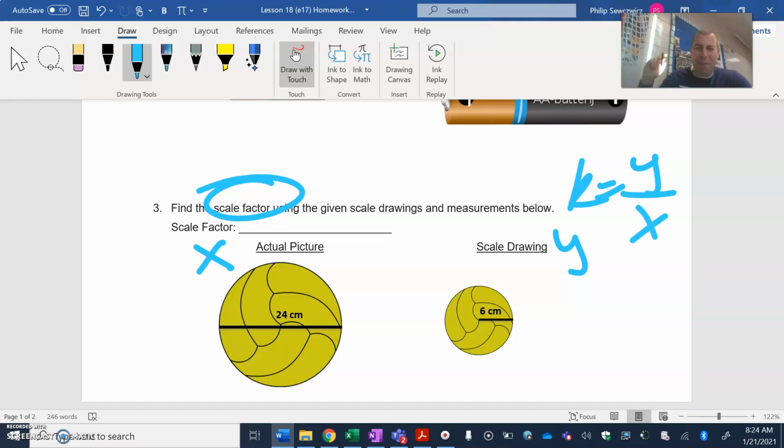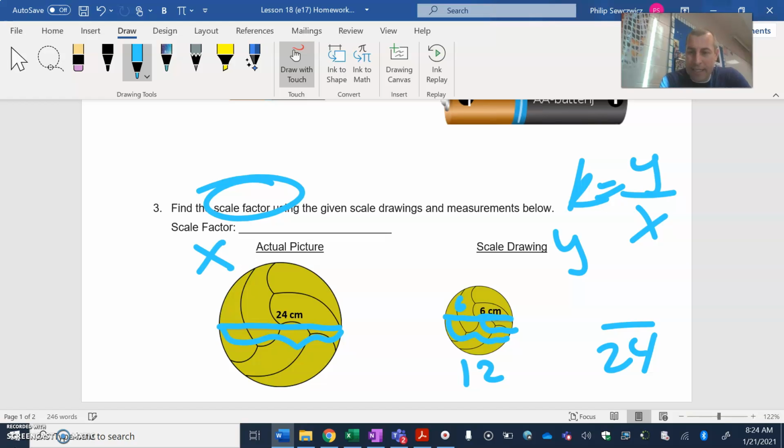Now we've got to be a little bit careful with the picture because they're not the exact same. Here in the actual picture, we've got it going all the way across, whereas in this picture, we're only going partially. So if we're talking about a circle, we've got the diameter over here on the left and just the radius over here on the right. So I'm going to find the entire length across. That would make it another 6, which would make it all the way across a 12. So my x here is my 24. That's going to go on the bottom. My scale is my y, so that's going to go up in the numerator. 12/24. Well, that's the exact same as 1/2, people.